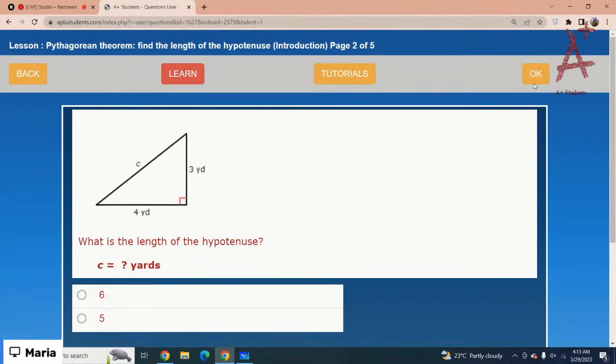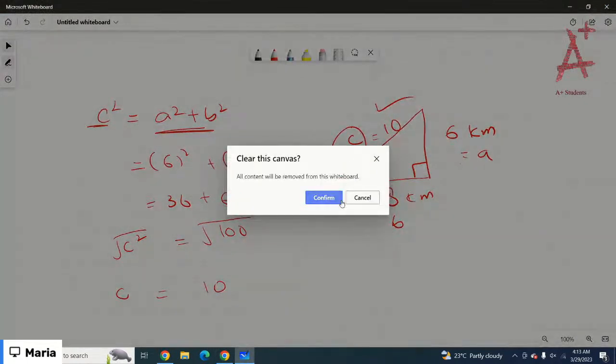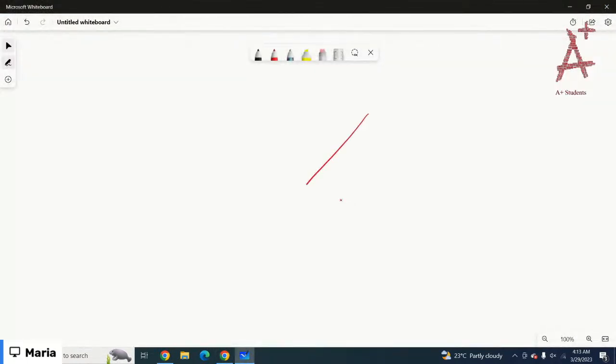Okay, the next one is 3C, 3 and 4. Here is C, here is 3, here is 4. That is again a right angle triangle. Let's suppose this is A and this is B. We know that for a right angle triangle, C square equals A square plus B square. That is basically the Pythagorean theorem. Got it?